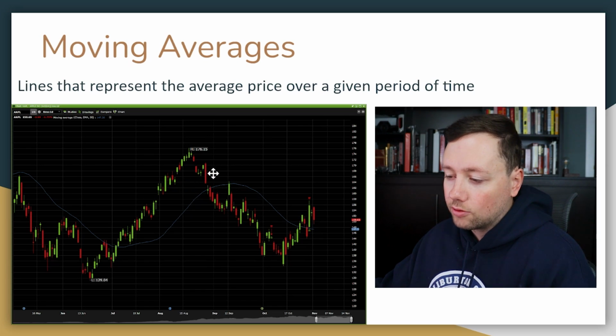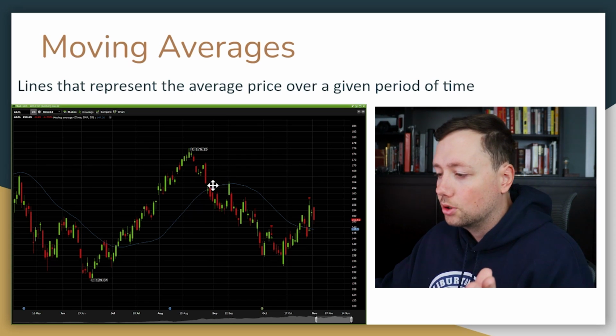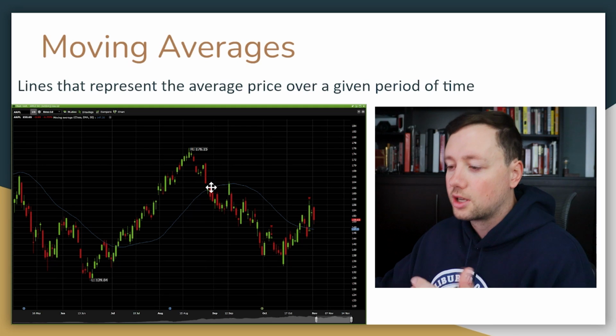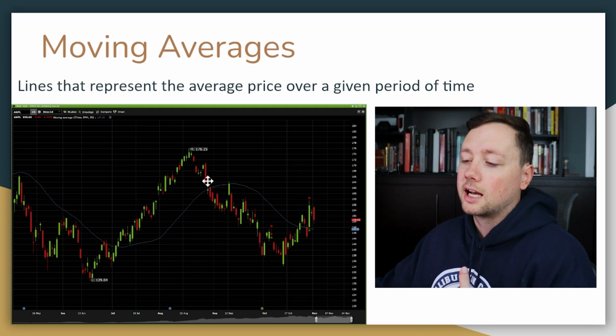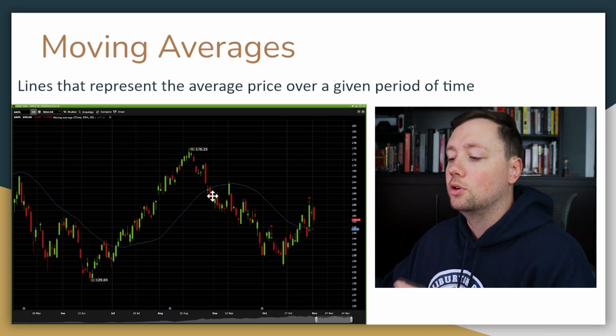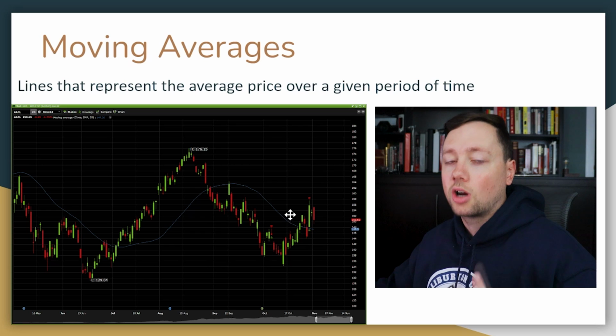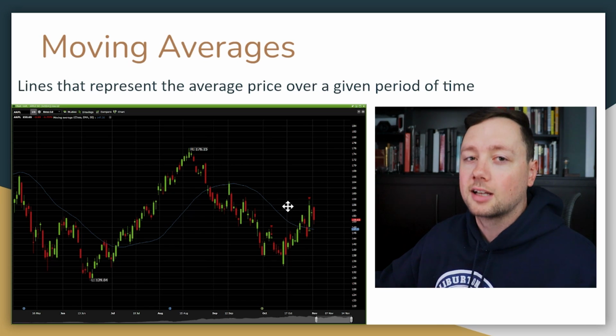So if you looked at it right here on this day, let's call it September 5th, I don't know what day this is. Let's say it was September 5th and the blue line is at $162. That means that the average price over the last 35 candles was $162. That's how the moving average works, and this line will just continue to build out as the stock chart continues to build out as time goes on.